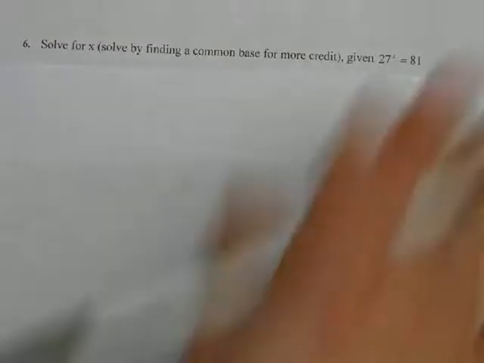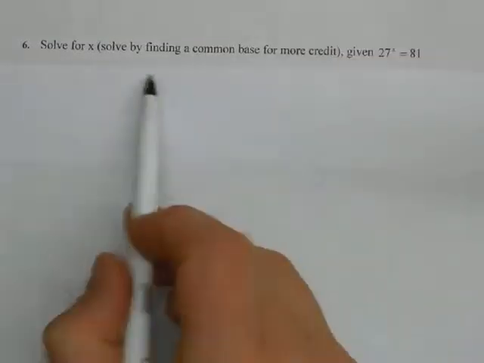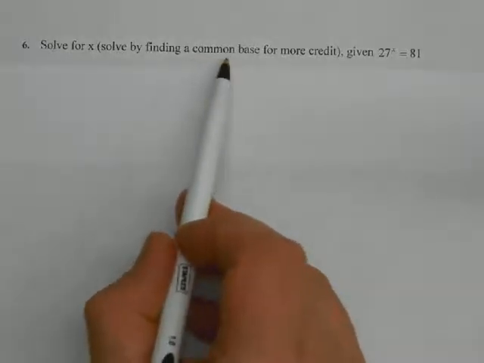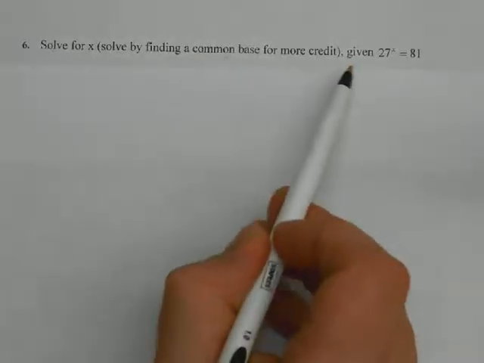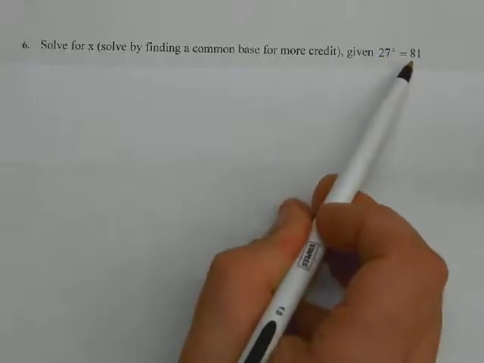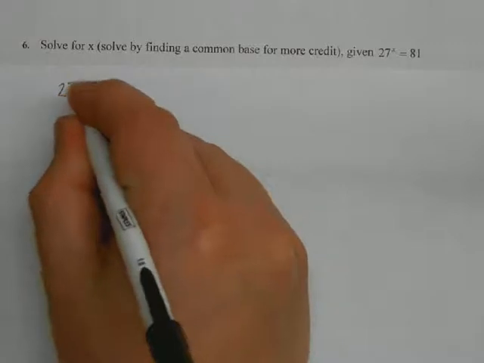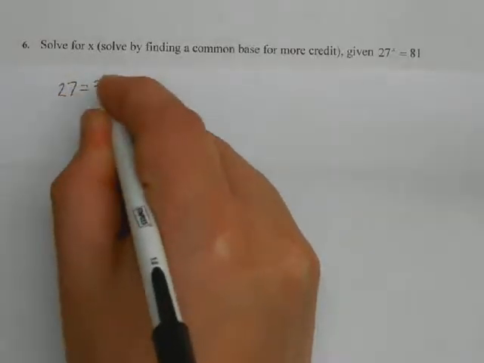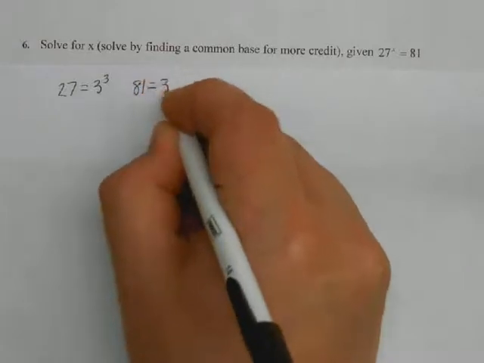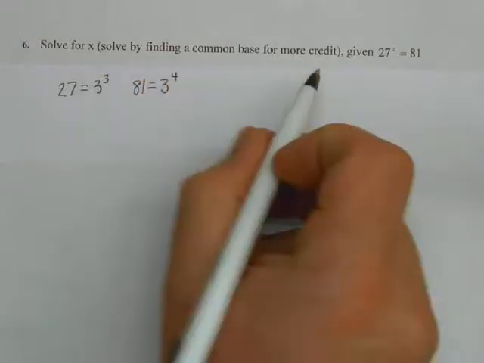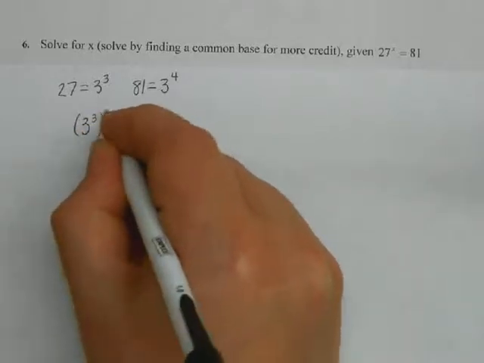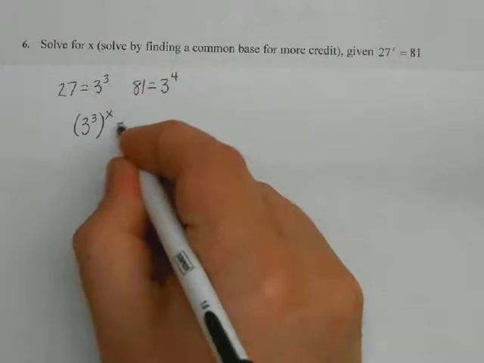Okay, number 6, solve for x. You get more credit if you find a common base to solve. So you need to recognize that both 27 and 81 are powers of 3. 27 is 3 to the third power, and 81 is 3 to the fourth power. So we can rewrite this as 3 to the third power to the x power equals 3 to the fourth.